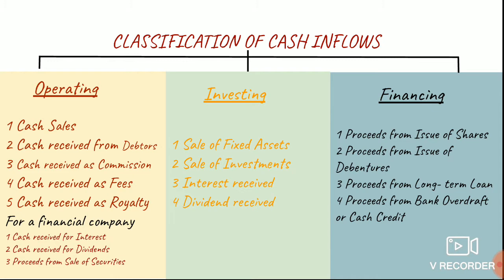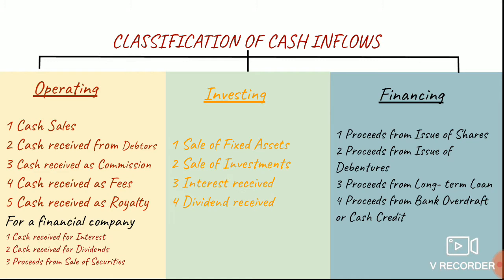But for a financing company, the following inflows of cash would be included under operating activities. These are cash received for interest when loans are granted, cash received for dividends when investments are made in securities, cash received from proceeds from sale of securities. This will all be included under inflows of cash from operating activities for a financing company.